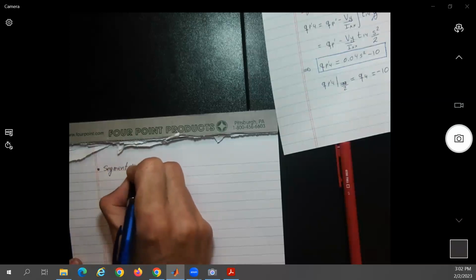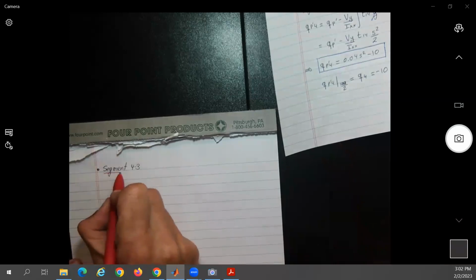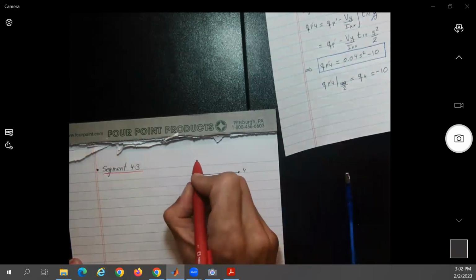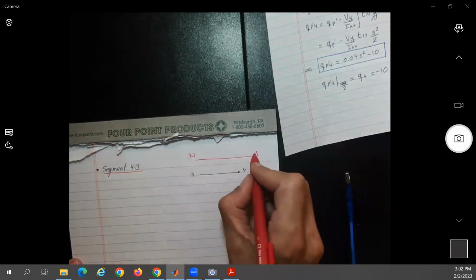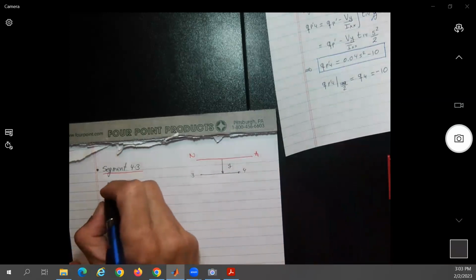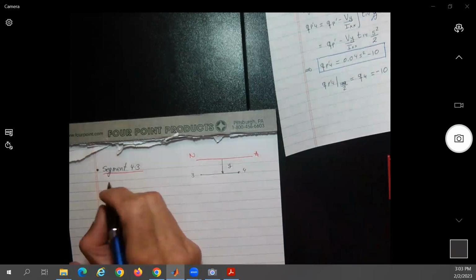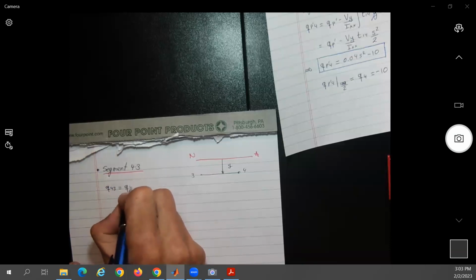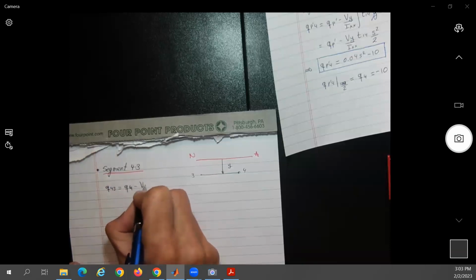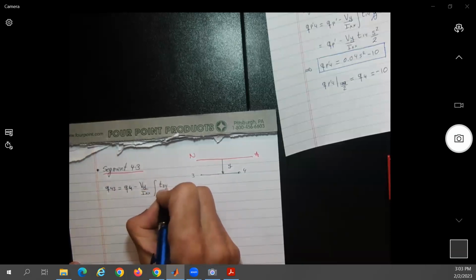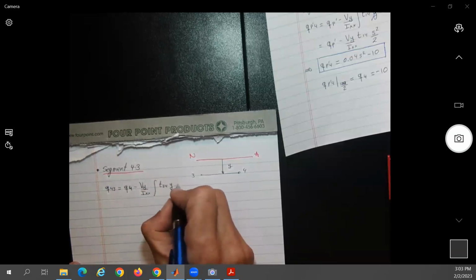Segment for 3. So let's do here, for 3, neutral axis. This will be the Y. So we're going to have Q43 will be equal to Q4 minus Vy over Ixx integral of t, 3, 4. I'm going to put here Y.